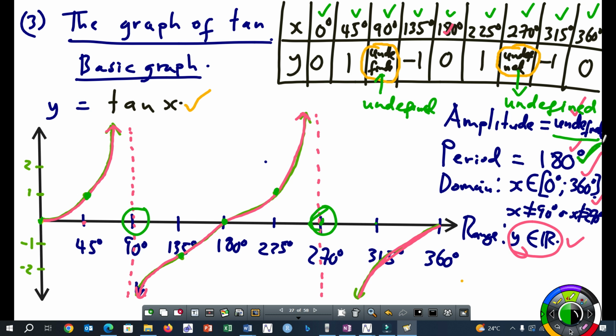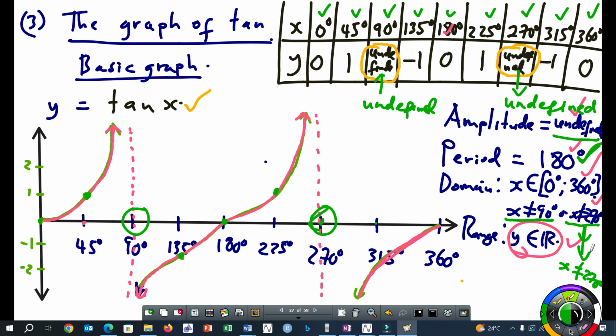Period is 180. So every 180 degrees, the tan graph repeats itself. The period of a tan graph is not 360 like sine and cos. It's 180. Then the domain is from 0 to 360, but you have to state that x is not 90, because your calculator tells us so. y is undefined at 90. Also at 270, y is undefined. Sorry, this is supposed to be x is not equal to 270 degrees.